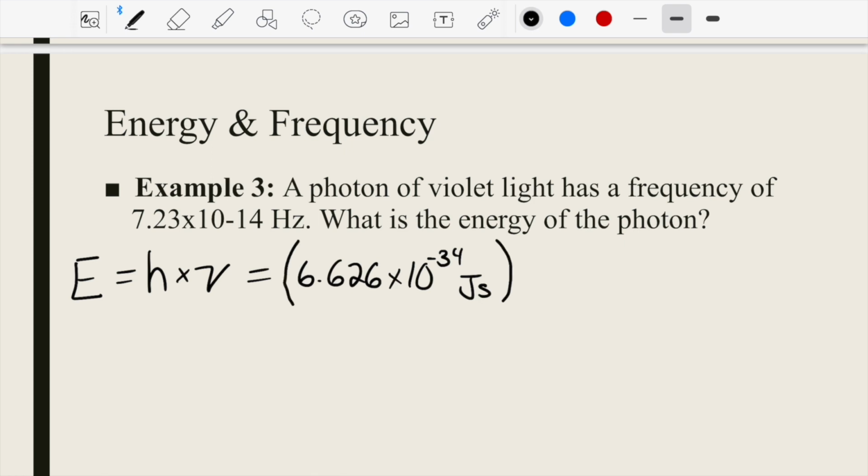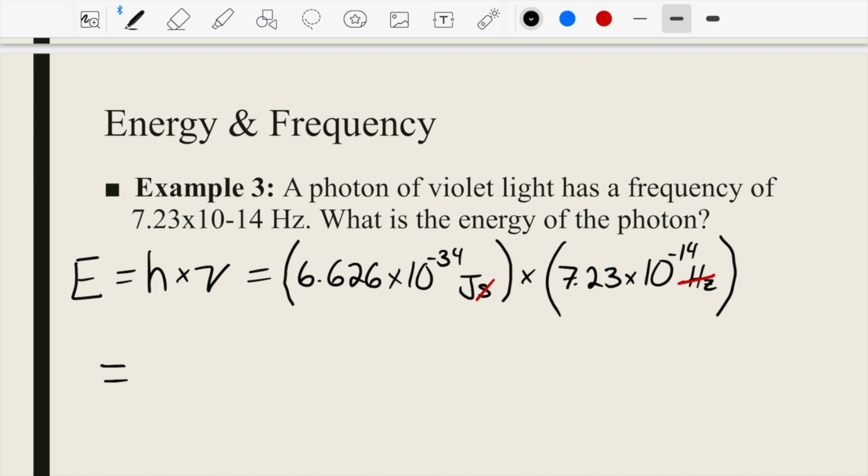And remember, folks, anything that's a constant, like Planck's constant, will always be given to you on a test, so you don't have to worry about memorizing constants. And then we're going to multiply that by the frequency, which was 7.23 times 10 to the 14th hertz. Remember, hertz is the same as 1/seconds, so when we multiply, hertz is going to cancel with the seconds.